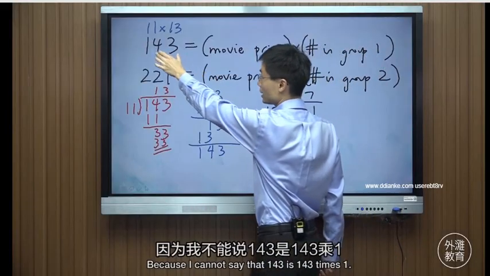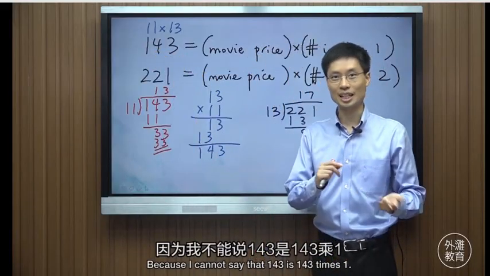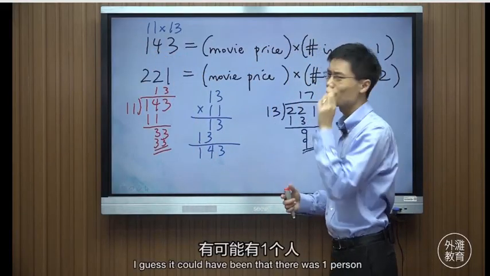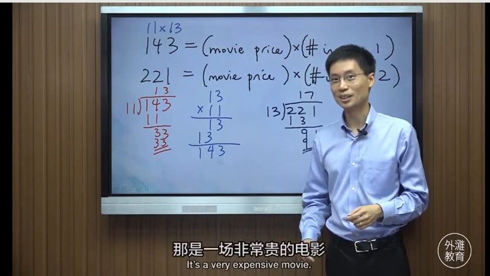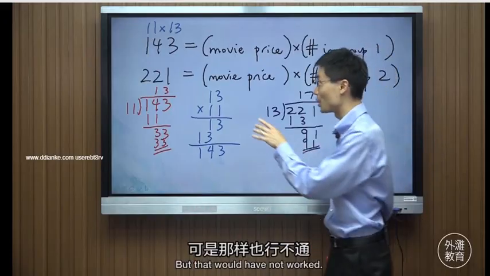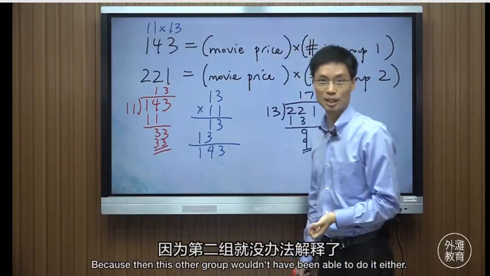Because I cannot say that 143 is 143 times 1. I guess it could have been that there was one person who saw a $143 movie. It's a very expensive movie. But that would have not worked, because then this other group wouldn't have been able to do it either.